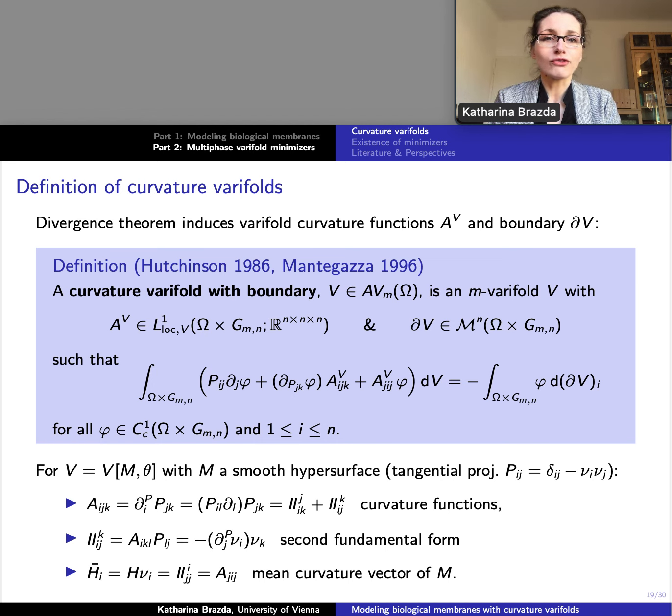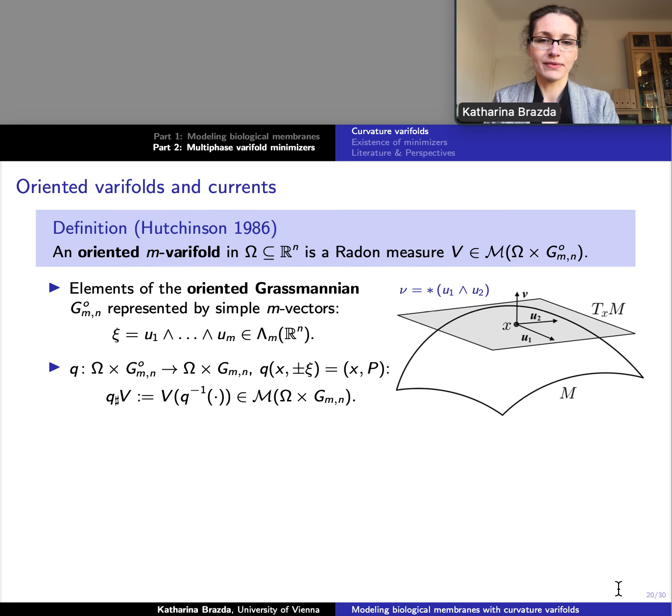Still, the notion of curvature alone is not yet enough to formulate the Canham-Helfrich problem for varifolds. This is because of the spontaneous curvature, by which the Canham-Helfrich energy depends on the orientation of the surface as well. But luckily, the concept of a general varifold is easily extended to include orientation. One simply replaces the Grassmannian by the oriented Grassmannian, which you can see here, and its elements xi are simple m-vectors given by this m-fold wedge product.